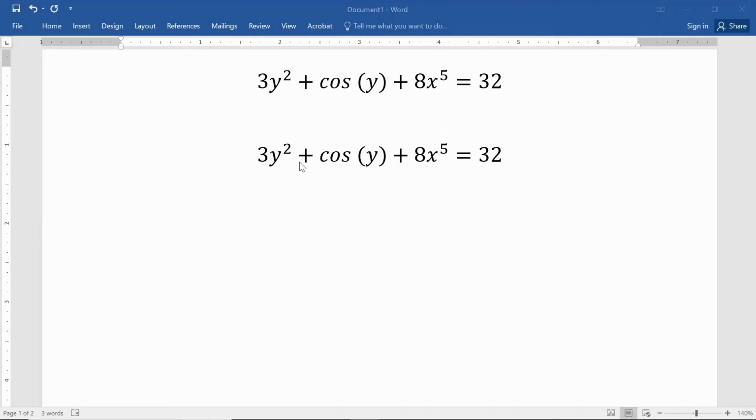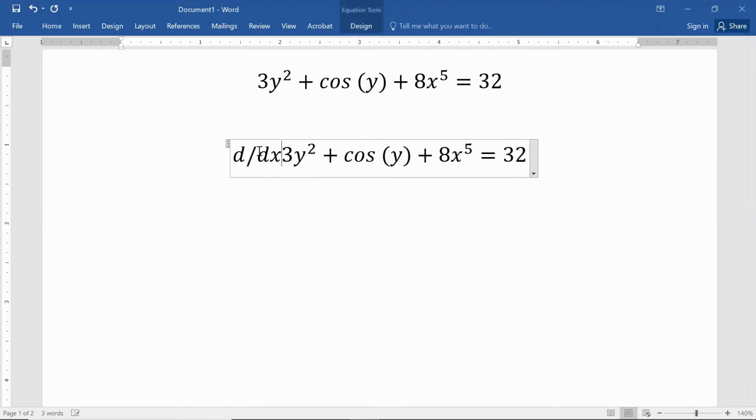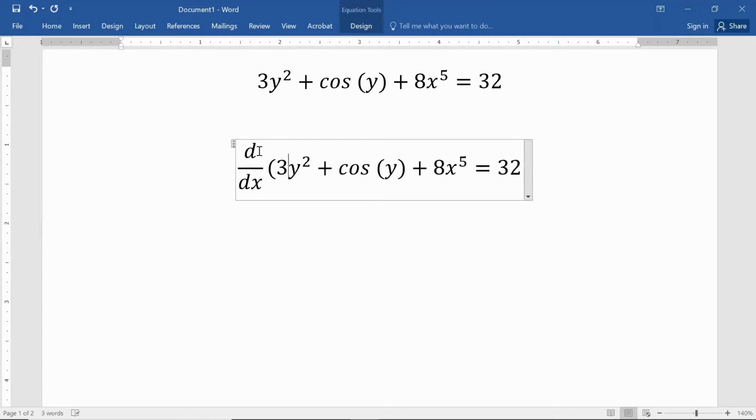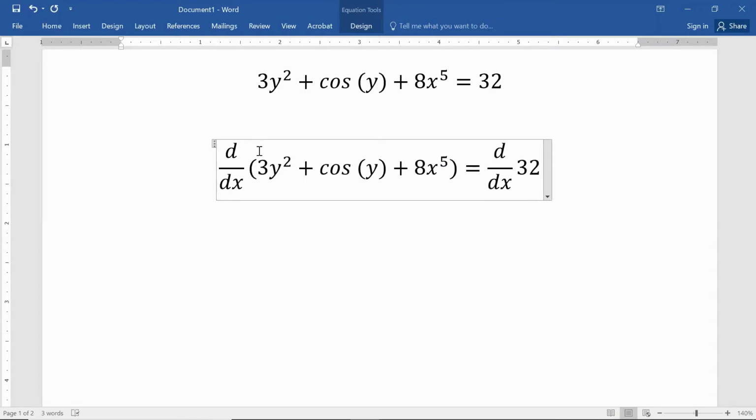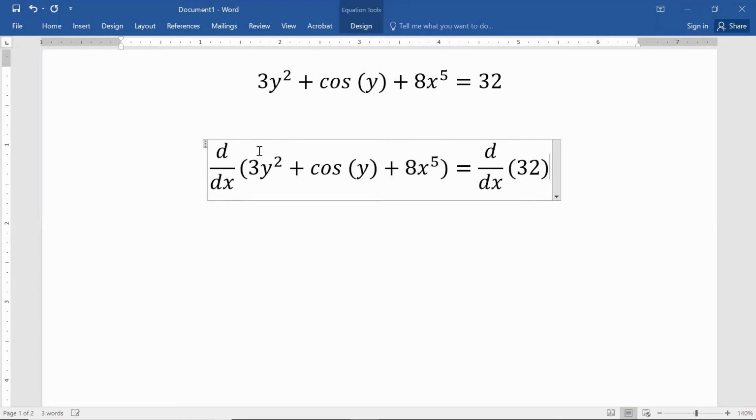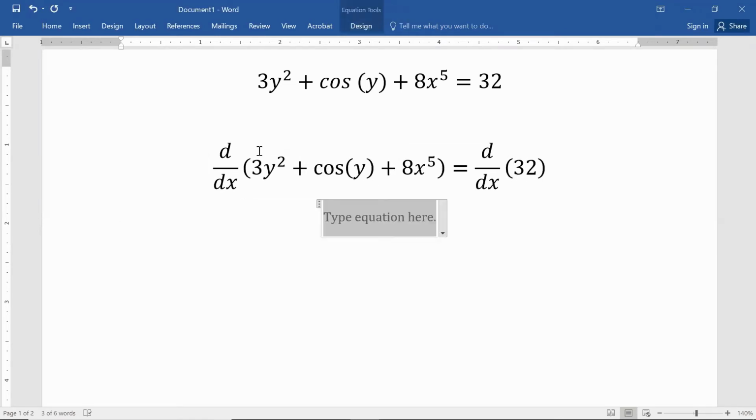a constant number. So we're going to take the derivative with respect to x of the left-hand side and then take a derivative with respect to x of the right-hand side. I'm going to do this pretty quickly because we've done a lot of these before.